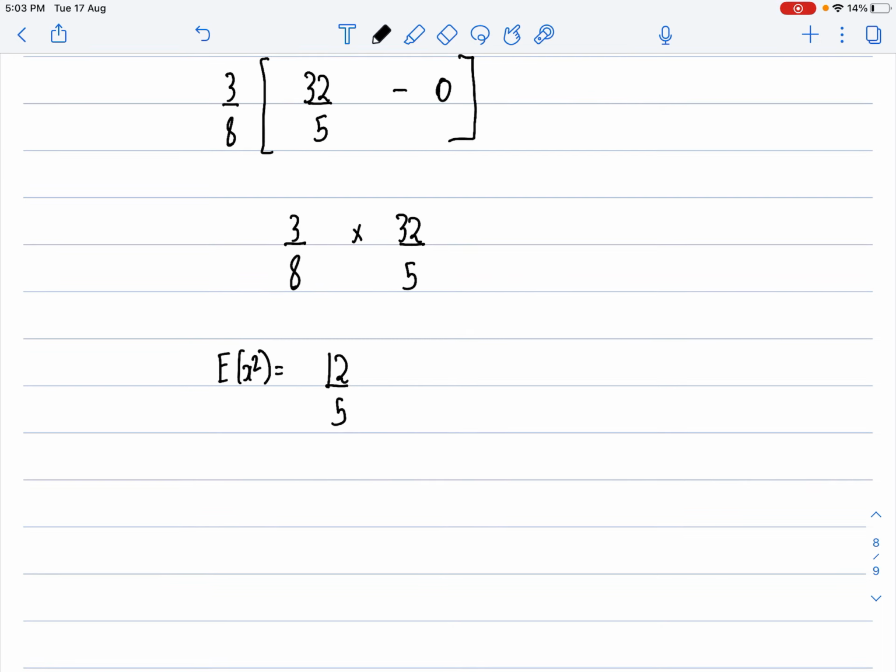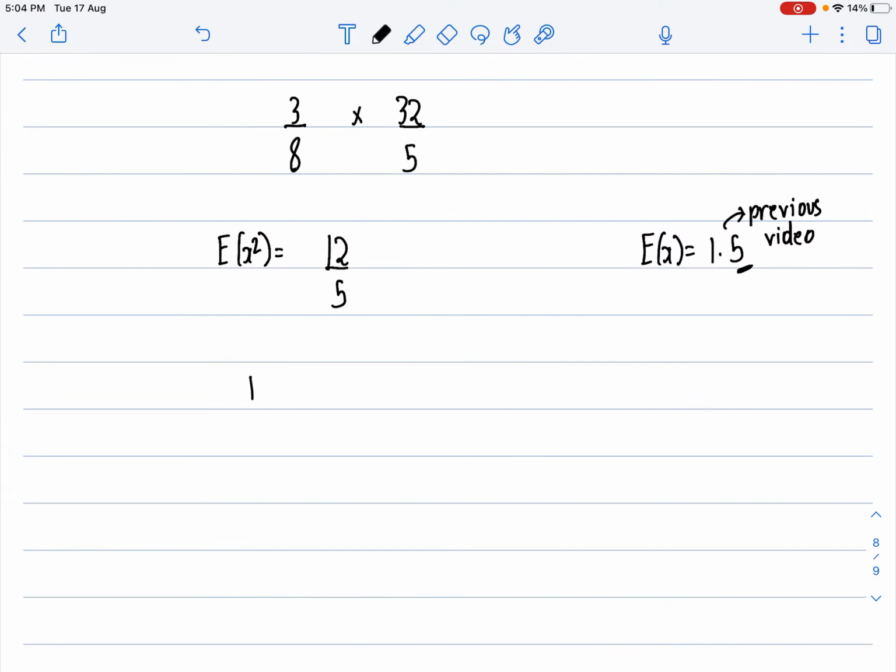Now in the previous video where we had done the concept of finding the mean, there we had stated that the E of x is 1.5 for the same question. This is what we know from the previous video. I'll just write previous video so that you're not confused. So now you need to write this as 12 over 5 minus the E of x, which is 1.5, the whole square. When you do this, you get the value of the variance.